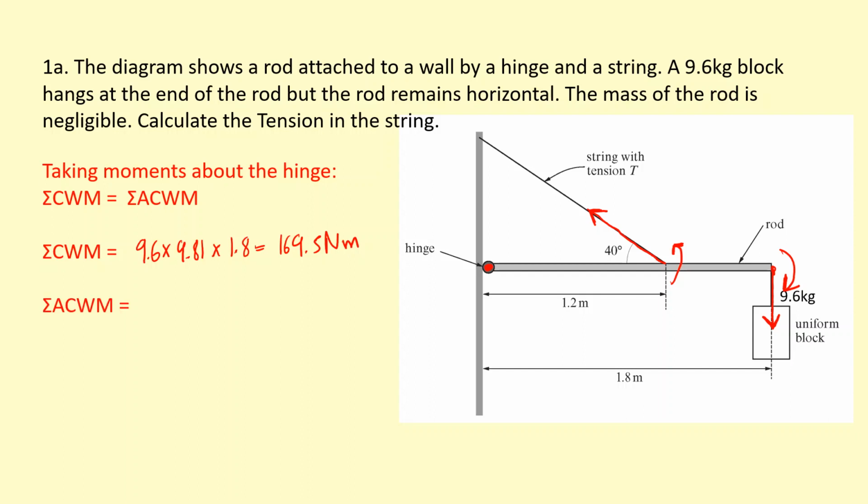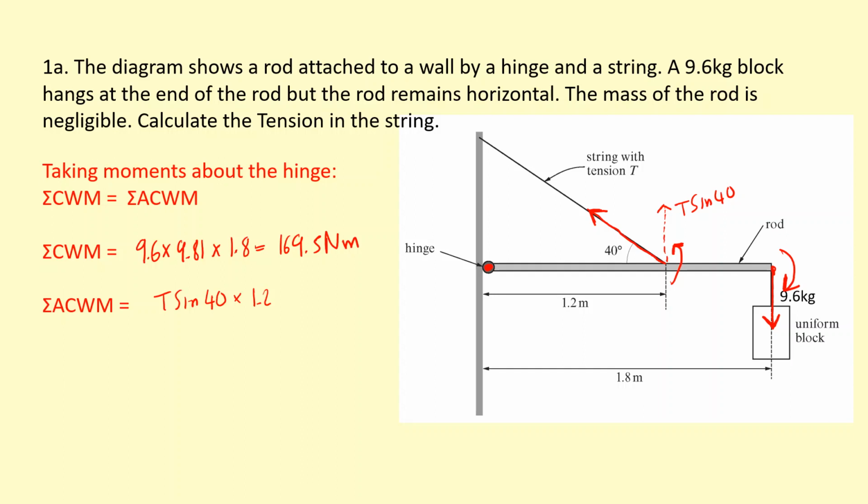The anti-clockwise moment is going to be from the tension in the string, but not all the components of the tension is actually going to cause an anti-clockwise turning effect. It's only this component here, which is the opposite part. So we're going to have to use T sine 40. T sine 40 is the force, and the distance to that point is 1.2.